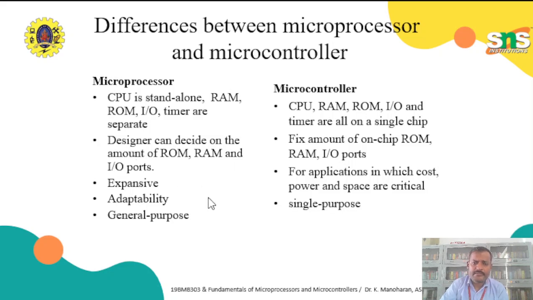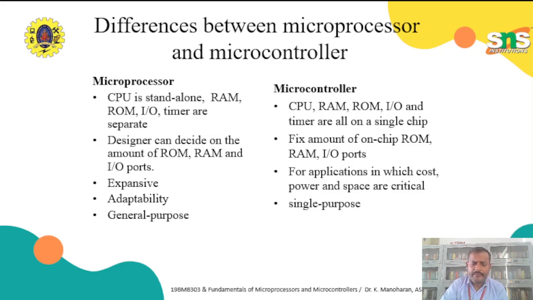Again, a microprocessor offers adaptability, because it is a higher-end processor and everything is interfaced externally. So the amount of RAM and ROM size, everything, we can choose. But a microcontroller has an already fixed amount of this. If we want to go higher, we can use external RAM or ROM depending upon the application. A microprocessor is for general purpose applications, but a microcontroller is for a single purpose.